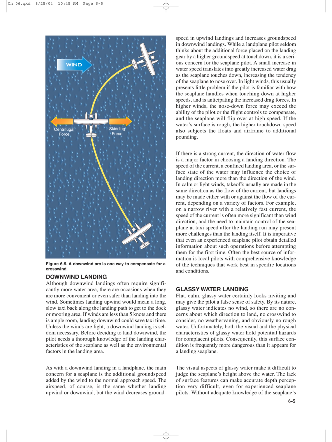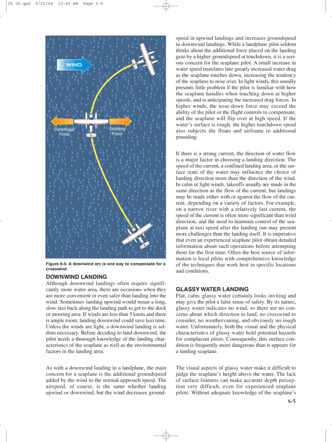As with a downwind landing in a landplane, the main concern for a seaplane is the additional ground speed added by the wind to the normal approach speed. The airspeed, of course, is the same whether landing upwind or downwind, but the wind decreases ground speed in upwind landings and increases ground speed in downwind landings. While a landplane pilot seldom thinks about the additional force placed on the landing gear by a higher ground speed at touchdown, it is a serious concern for the seaplane pilot. A small increase in water speed translates into greatly increased water drag as the seaplane touches down, increasing the tendency of the seaplane to nose over.